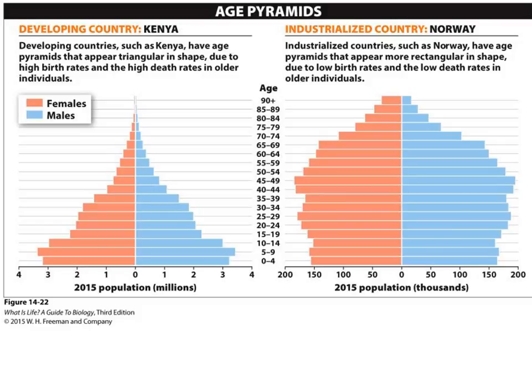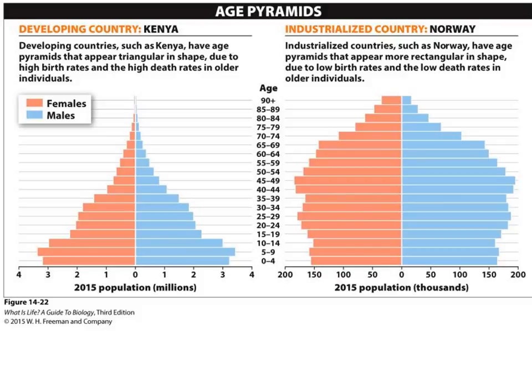On the right, we're seeing an example of Norway. So this is an example for industrialized countries. Most industrialized countries grow slowly or not at all. There are some countries even where there are a lot more old people than young people, and that becomes problematic at some point because they're not replacing themselves.